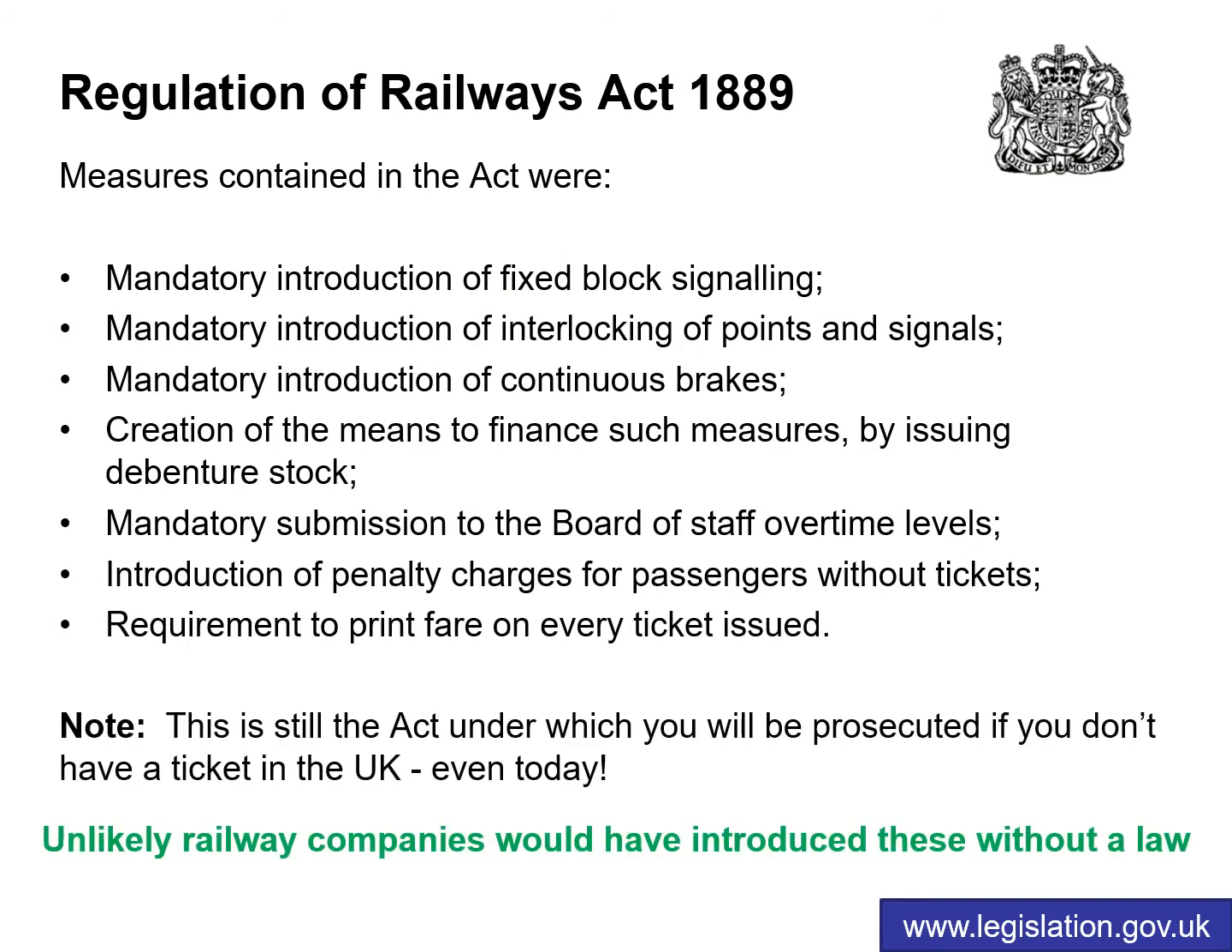So one of the most significant interventions was the Regulation of Railways Act of 1889. And the measures contained in the Act were the mandatory introduction of fixed block signalling, the mandatory introduction of interlocking of points and signals, the mandatory introduction of continuous brakes for trains, the creation of a means to finance such measures by issuing debenture stock, mandatory submission to the Board of Trade regarding staff overtime levels, the introduction of penalty charges for passengers without tickets, and the requirement to print a fare on every ticket issued.